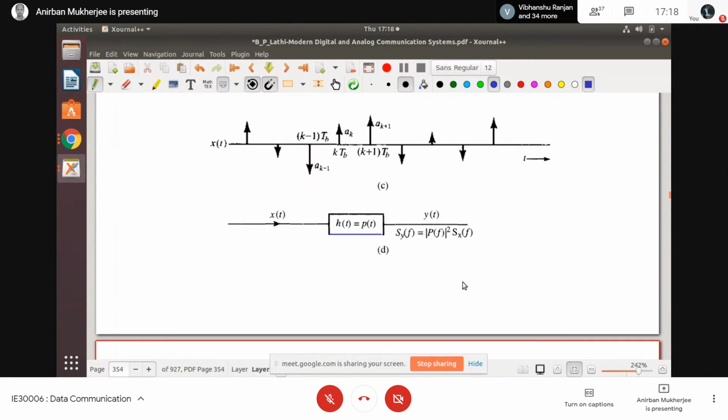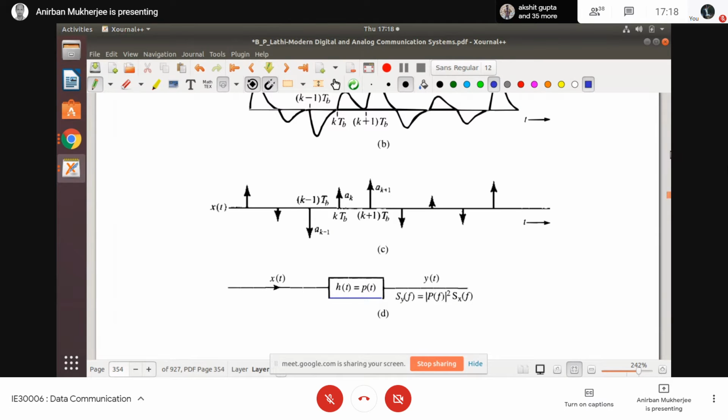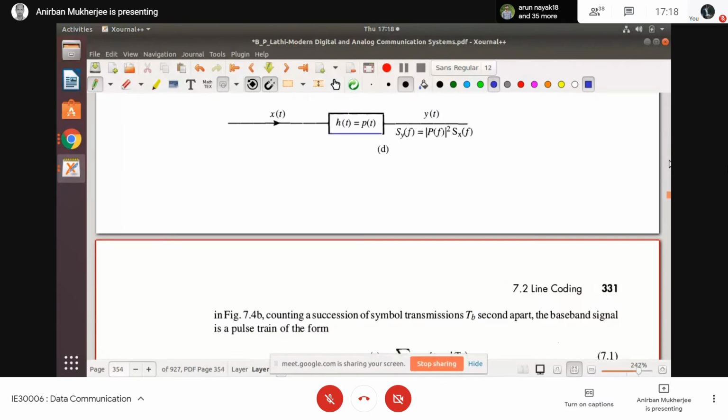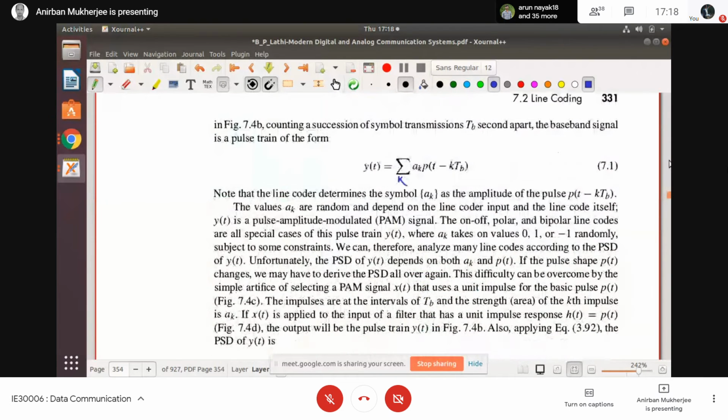Now I am assuming that means I am sending random bits. So my symbols will also be random, and then that means my AKs are random and depend on the line code as input and the line code itself. Now yt is a pulse amplitude signal. Yes, we know that yt is a PAM signal.